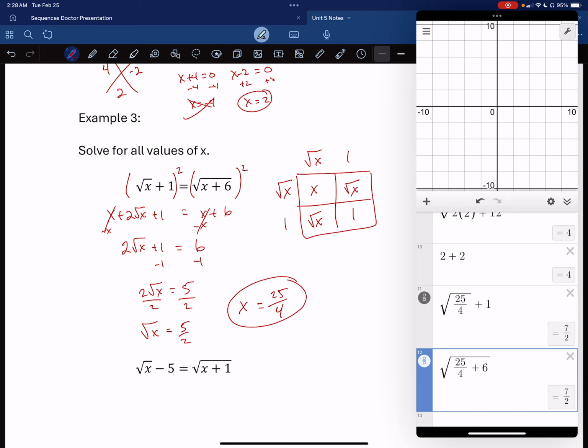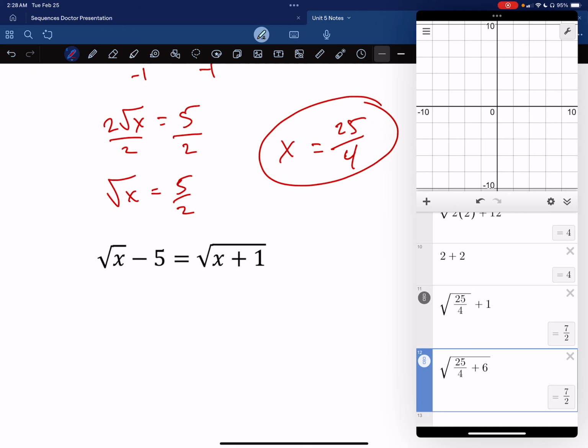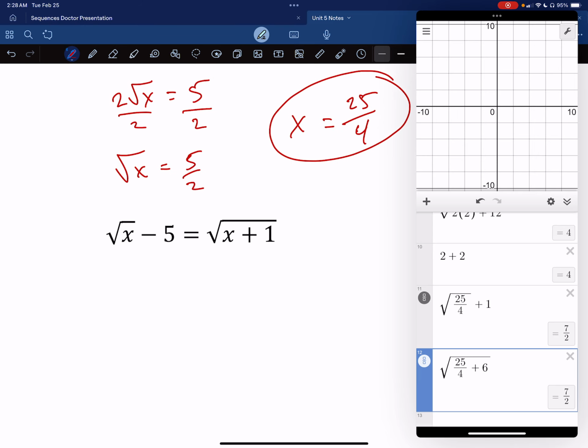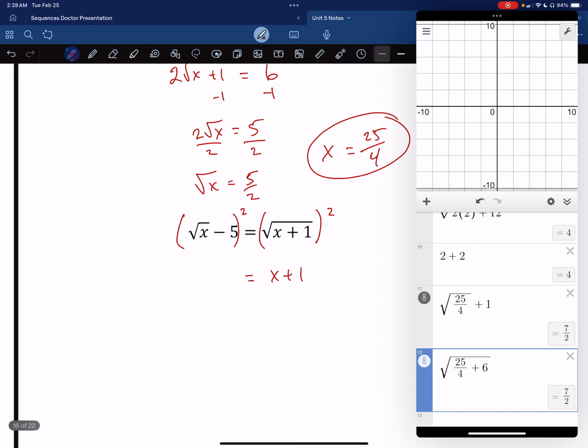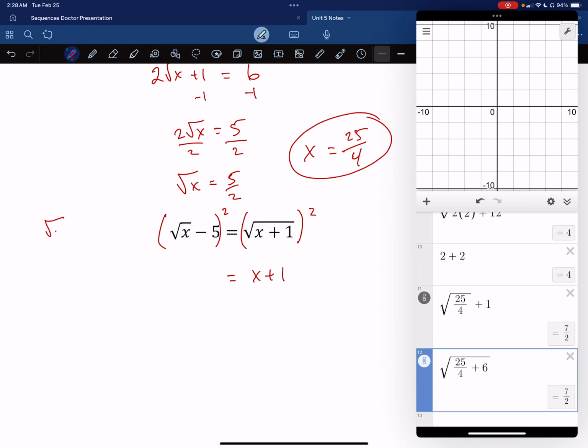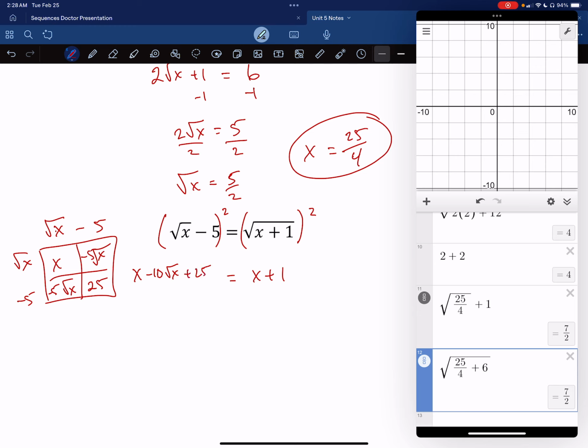Right, so you're not always going to have a solution, right? So let's take a look at the last one. Okay? Again, same idea. We're squaring both sides. Doing some algebra now. Okay, so right hand side is just going to be x plus 1. Left hand side, we need to do our box method. We have the square root of x minus 5, square root of x minus 5, with x, negative 5 square root of x, negative 5 square root of x, and then we have positive 25, right? So we have x minus 10 square root of x plus 25, okay?